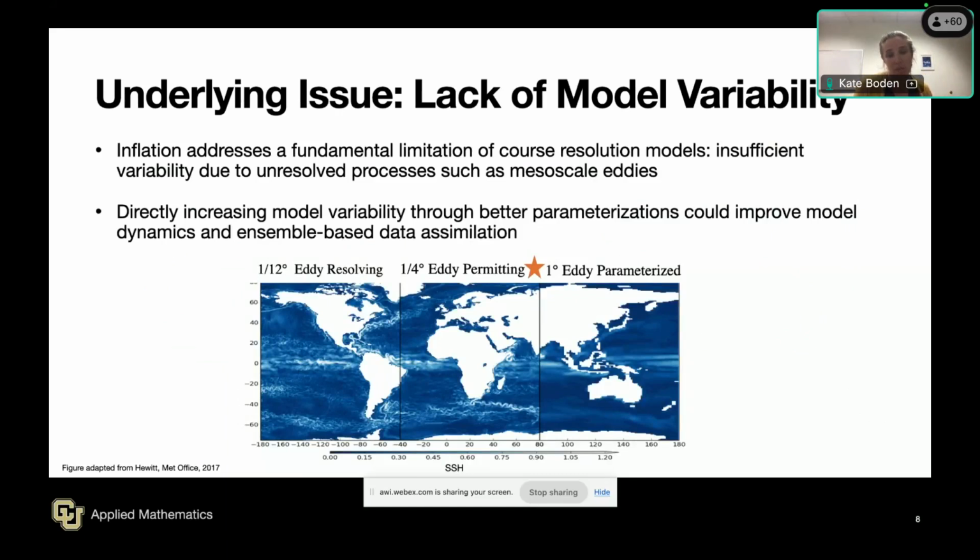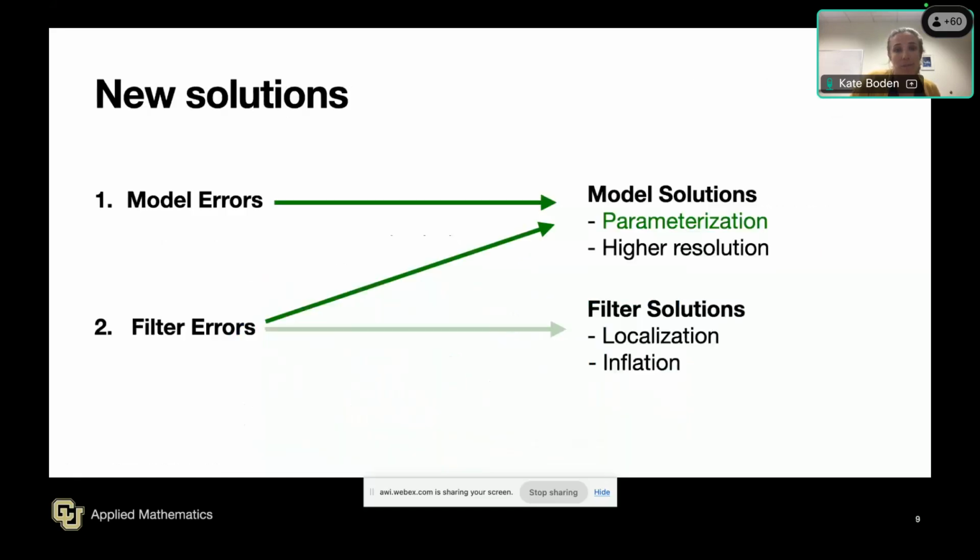So I like this image here from the Met Office that shows you the difference between a 1 degree eddy parameterized model and what you can see. And then you get much more variability if you go down to the 1/4 degree eddy permitting, and then, you know, the greatest variability, and you're really starting to get at what the real ocean looks like at these finer resolution models. But the model I'm going to run is going to be in 2/3 degree. And so I want to still try to capture some of that variability with a better parameterization. And the hope is that that will also improve the ensemble data assimilation by not having the under dispersed ensembles.